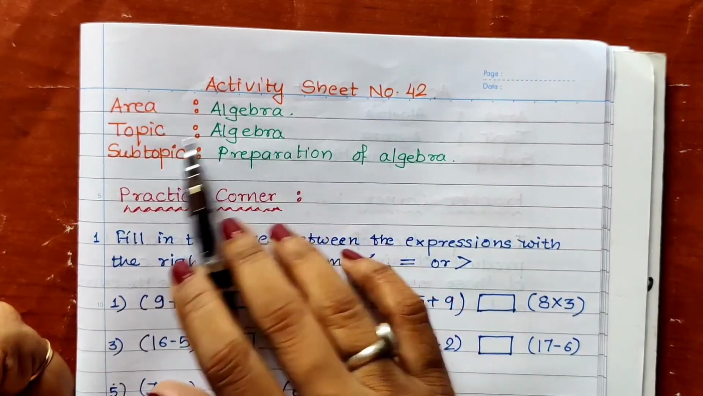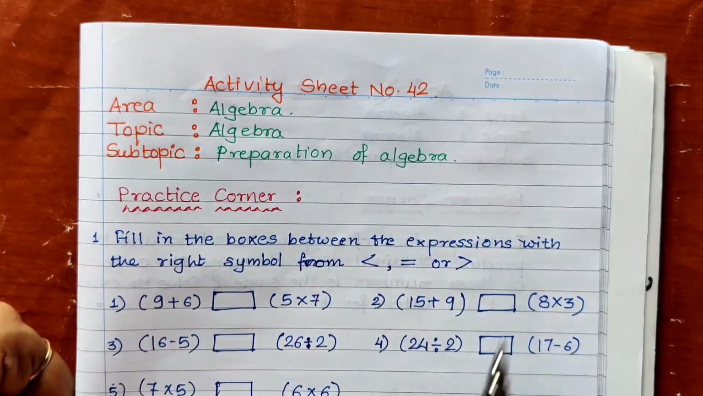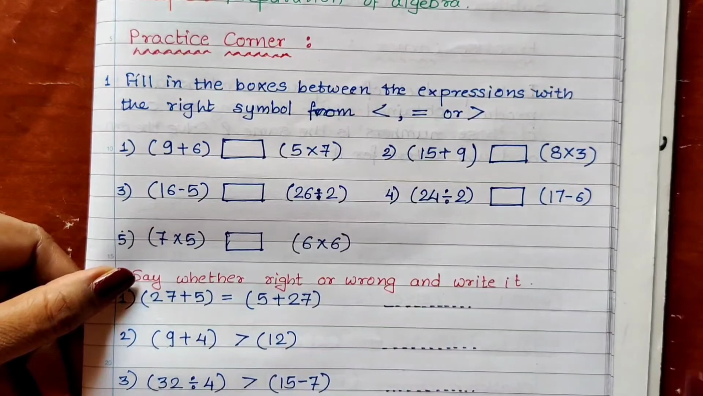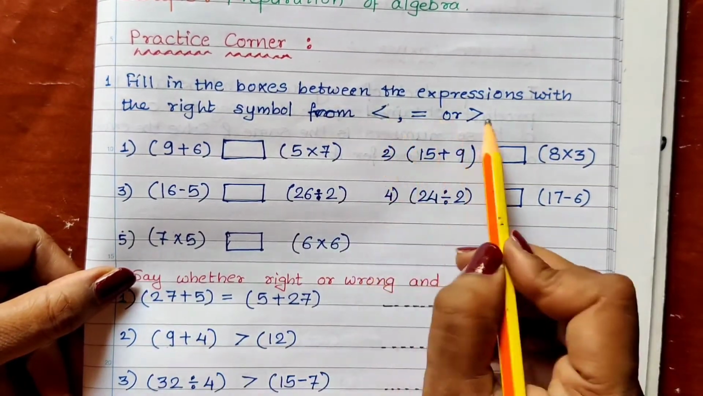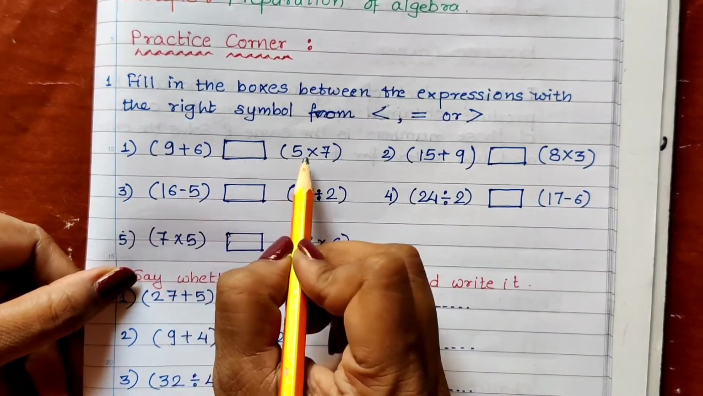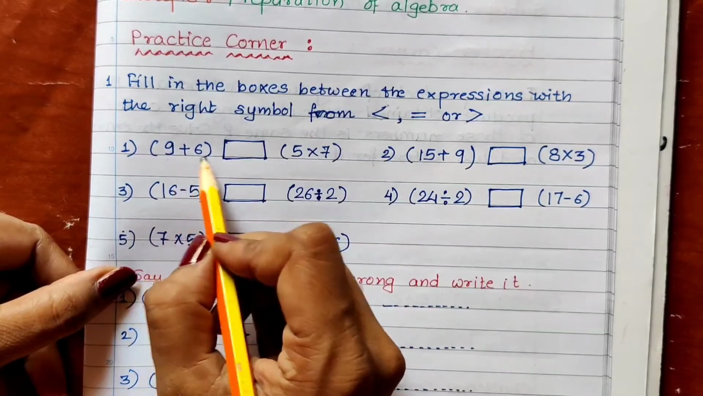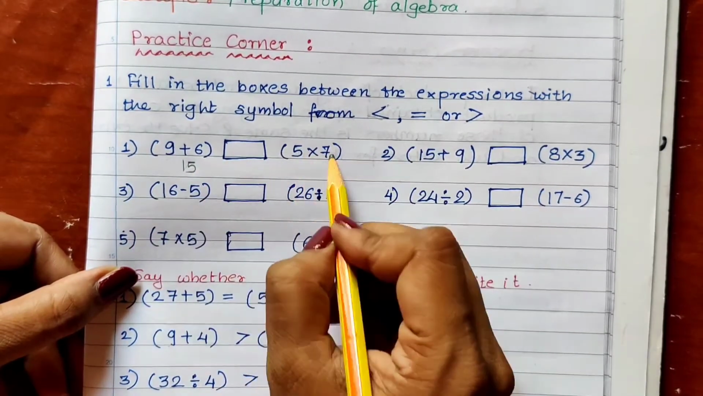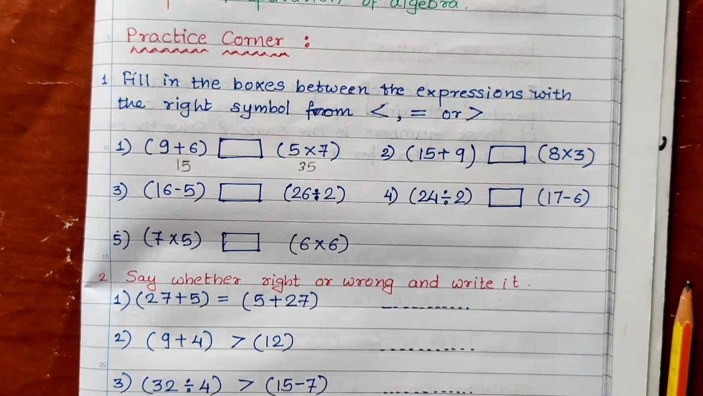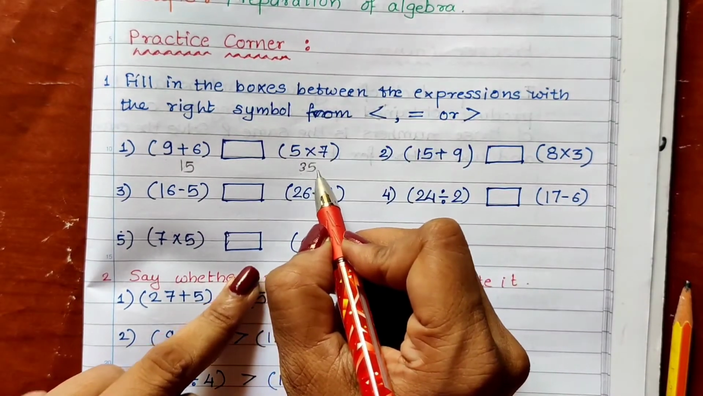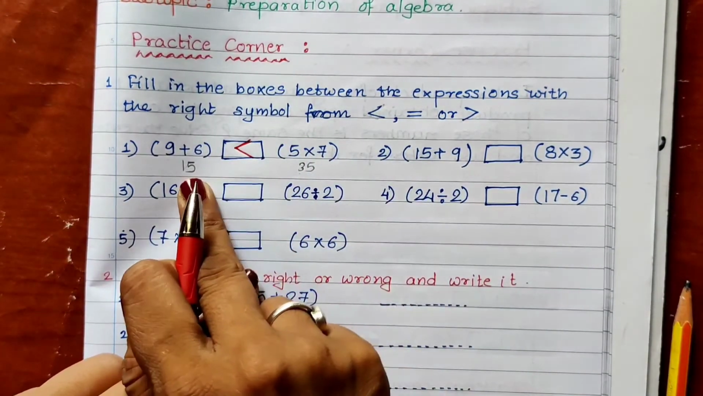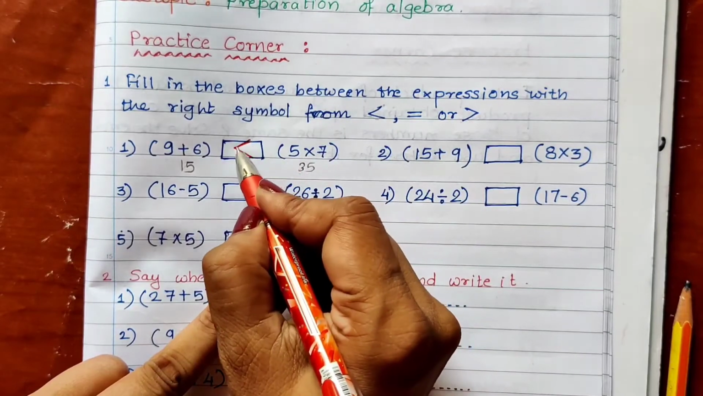Day 42, area is algebra, topic is algebra, subtopic is preparation of algebra. So in practice corner we have to fill in the boxes with this sign, smaller than, equal to, greater than. Okay, so first check the answers and then put the sign. 9 plus 6 is 15 and 5 into 7 is 35. So 35 is greater than 15. We have to put the symbol which is open towards the bigger number and closed towards the smaller number. 15 is smaller than 35. So it should be like this.